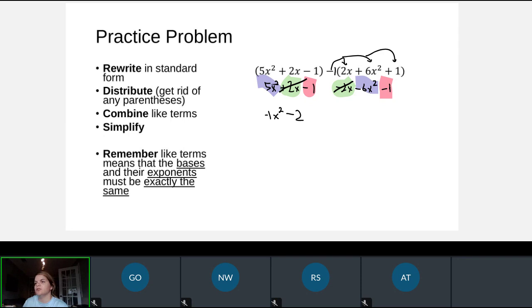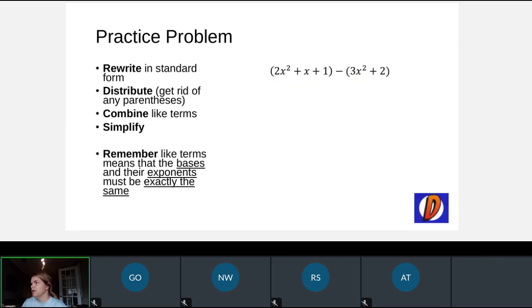Good, perfect, Amari, good job. So we get negative x squared minus 2. Good job. So you can see that subtraction can kind of be tricky. We got to make sure that when we distribute, we go to every single term and then follow the sign that's in front.